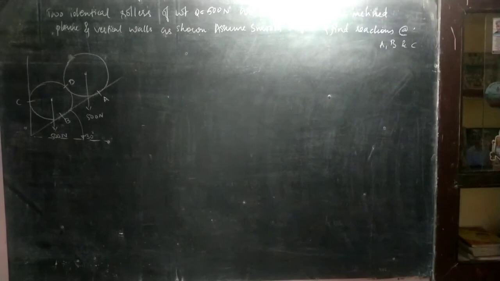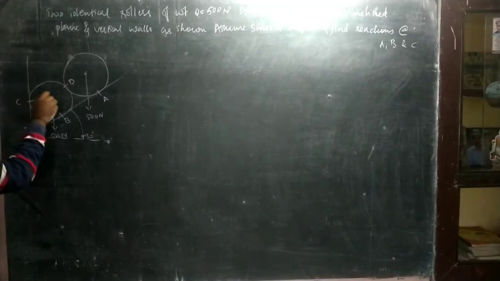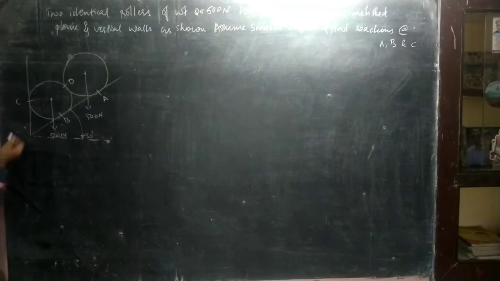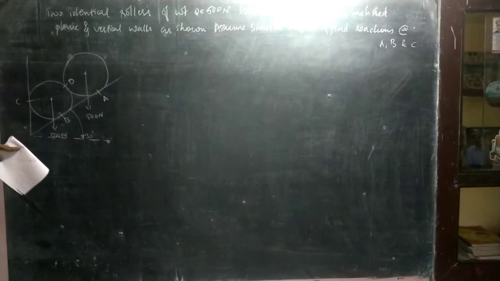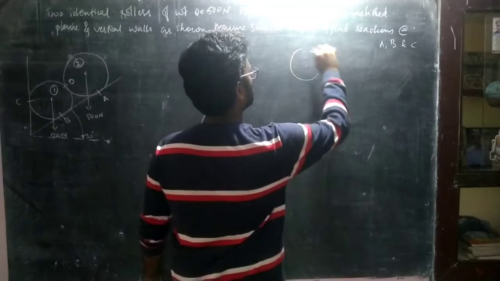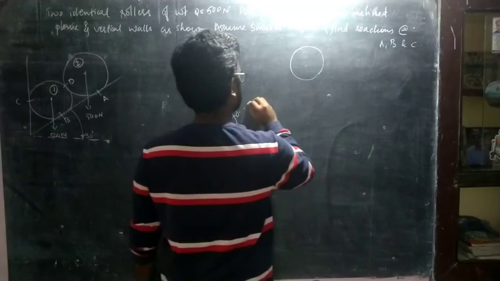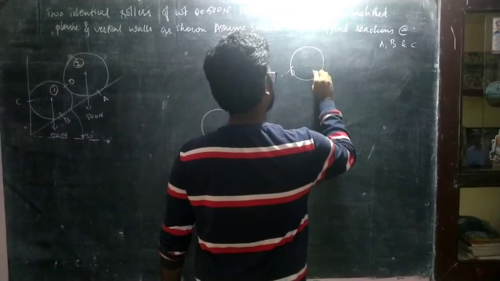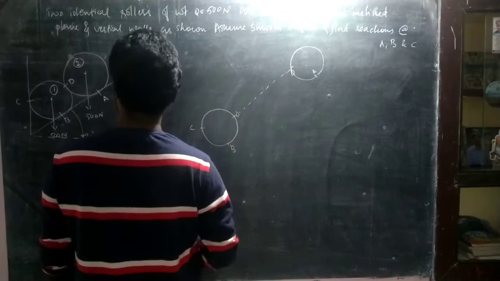So friends, now let us solve this problem. This is quite interesting. We have two rollers here. This is point A, point B, point C and point D. They have asked us to find out the reactions at these four points. So in order to do that, we have to elaborate this figure. Two rollers. So this is point D. This is also point D. This is point A. This is point C. This is point B.